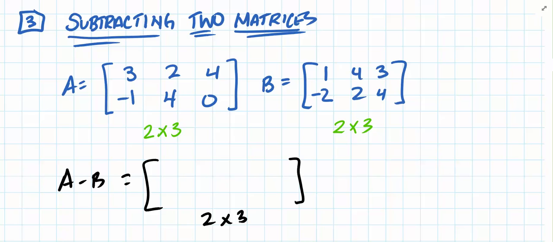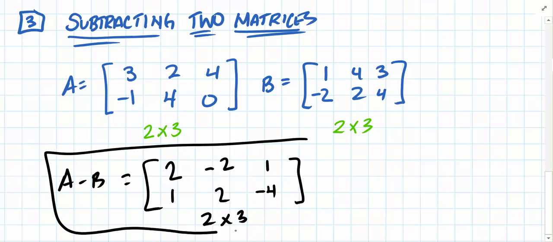So this will be 3 minus 1. That's just 2. No big deal. 2 minus 4, negative 2. 4 minus 3, 1. Negative 1 minus negative 2, 1. Value of 1. Very good. 4 minus 2, 2. 0 minus 4, negative 4. So this is what our answer should be.